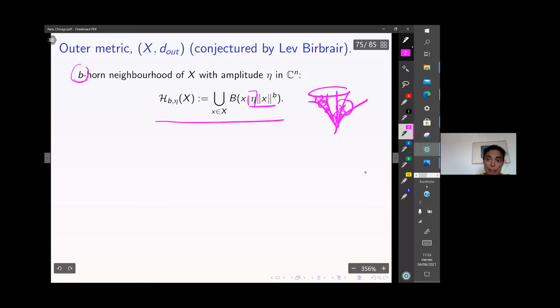The B-Horn neighborhood gives us the following. The key observation is that if you have something that is B prime close to a point that is B prime equivalent to a point in X, then it will necessarily be contained in this B-Horn neighborhood. So you can compare the singular homology of this B-Horn neighborhood and the moderately discontinuous homology of X.